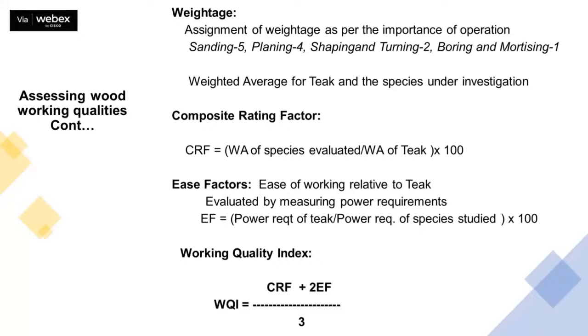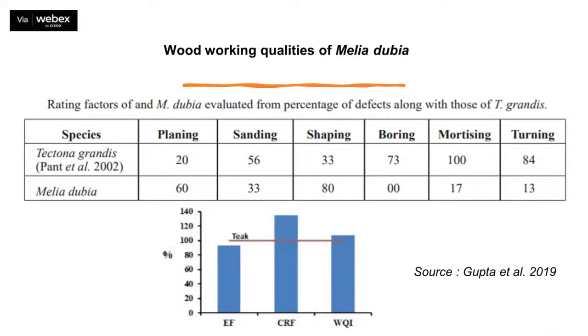I'll just give an example. This was published by Gupta et al. from FRI, for example in Melia dubia. Different operations have been given a rating factor. Although some of the machining operations like planing and shaping are far better as compared to teak, when you talk about boring and turning, they are very inferior. So we can suggest that although Melia dubia can be utilized for furniture and other purposes, when you talk about turnery items, they may not perform well, because their properties in boring as well as turning are pretty poor. So this is an indication of how a species is worked out when we recommend it for handicraft purposes.